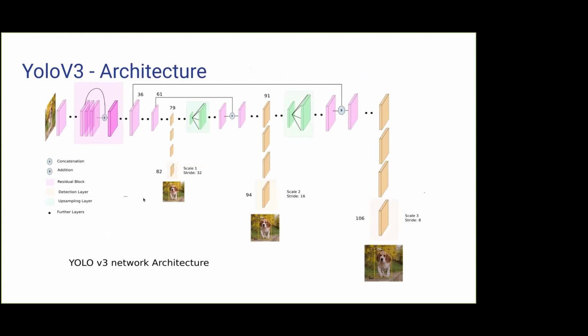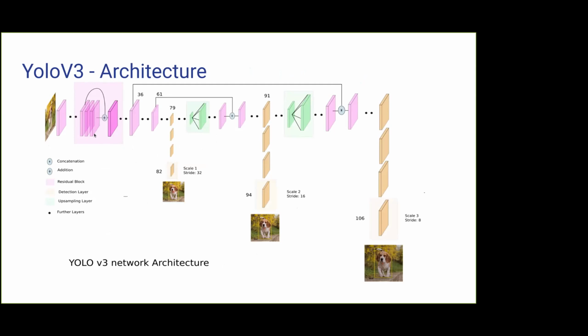The first plus point was that we can input any size of image because we are not using fully connected layers. But we will use image sizes which are a multiple of 32, because we are using strides of 32, 16, and 8. So it has a backbone architecture. You can see on the left hand side, there are 53 convolution layers which contain residual blocks.